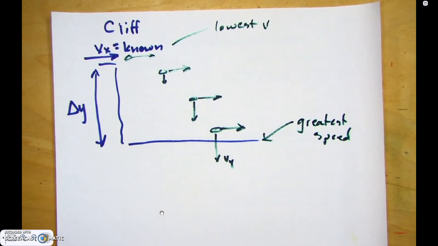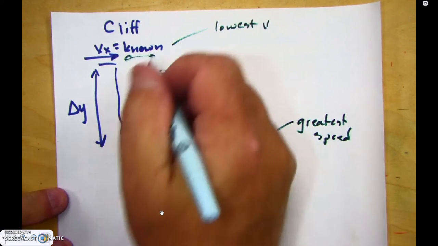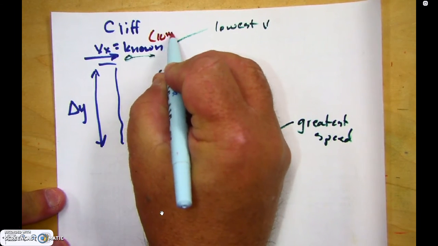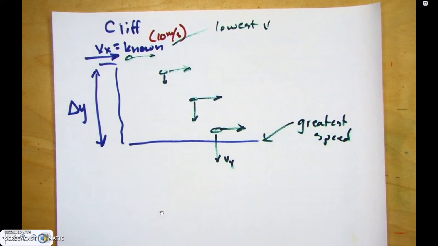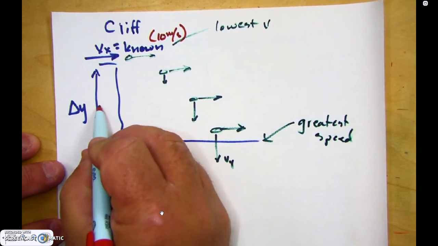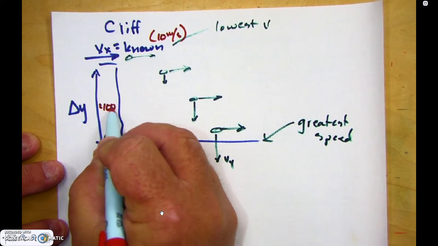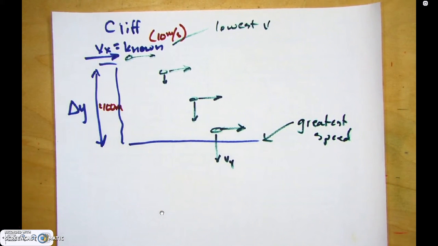So that's key. Now, let's take a look at it. Let's do a problem. Let's say Vx is 10 meters per second. Let's say we have a car running at 10 meters per second off a cliff. Let's say the cliff is 100 meters tall. That's all you have to be given.